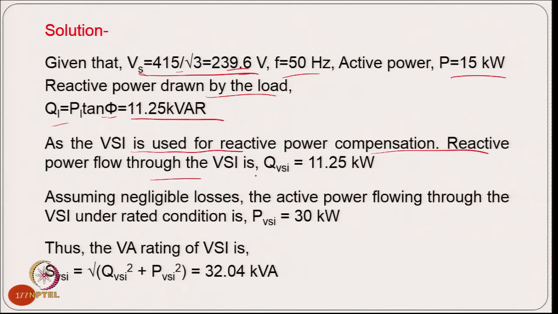So, reactive power through the VSI is virtually the reactive power of the load, 11.25, and assuming negligible losses, typically the active power flow through the inverter is 30 kilowatt. So, the VA rating of the inverter will be root of Q square plus P square. So, it comes to 32.04 kVA.